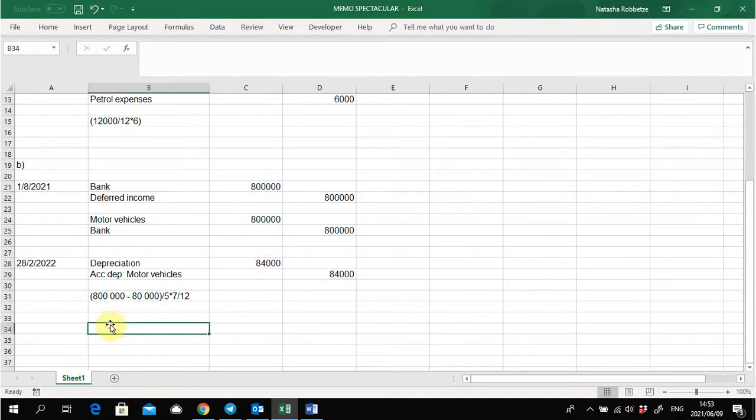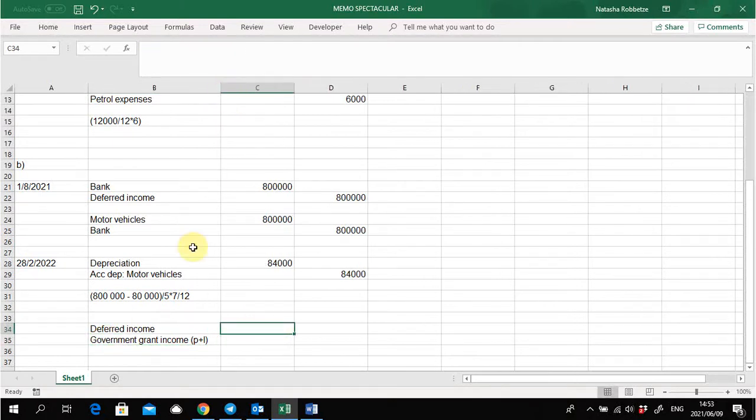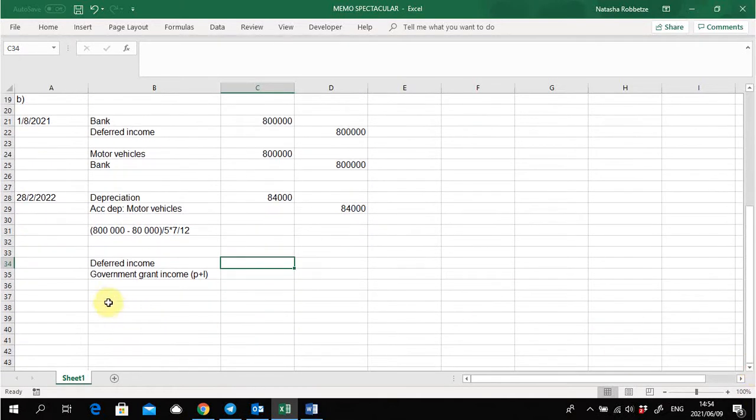I also at year end need to go and take a bit of the deferred income and move it to government grant income, profit and loss. So I'm going to debit my deferred income and I'm going to credit government grant income, and this is a profit and loss account. So here you are going to take a bit of money, move it to profit and loss, and it's going to be listed as other income in your statement of profit or loss and other comprehensive income.